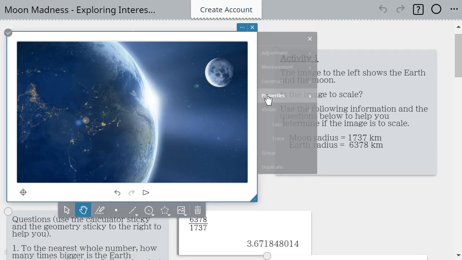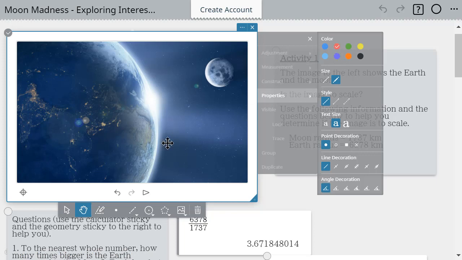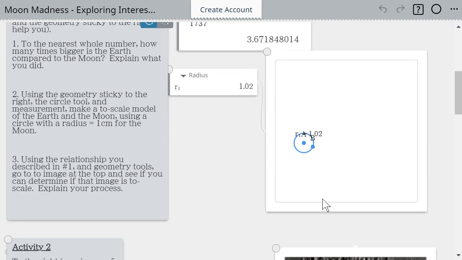Maybe we change the color here. This is in a geometry sticky, which means I can actually make a circle. I'm trying to see if this picture's to scale, and whatever this radius is, if I make the radius for this circle, if it's to scale, this radius should be 4 times larger than this radius, and is it? And then we can say yes, it is to scale. So it's just kind of a cool application of this. So that's where we're going.